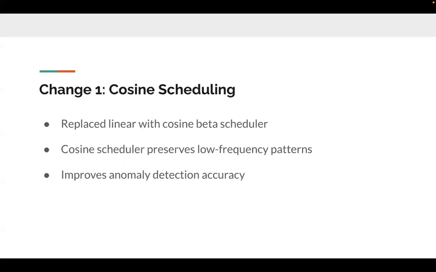So first was replacing the linear scheduler with a cosine scheduler. The scheduler controls how noise is added to the diffusion training. By using the cosine scheduler, we introduce noise in a way that prioritizes low frequency patterns in the data. And because low frequency signals are preserved, the model creates smoother reconstructions, and therefore anomalies become harder to reconstruct, leading to larger reconstruction errors. And by amplifying that error, or the difference between the normal and abnormal signals, that improves anomaly detection abilities.